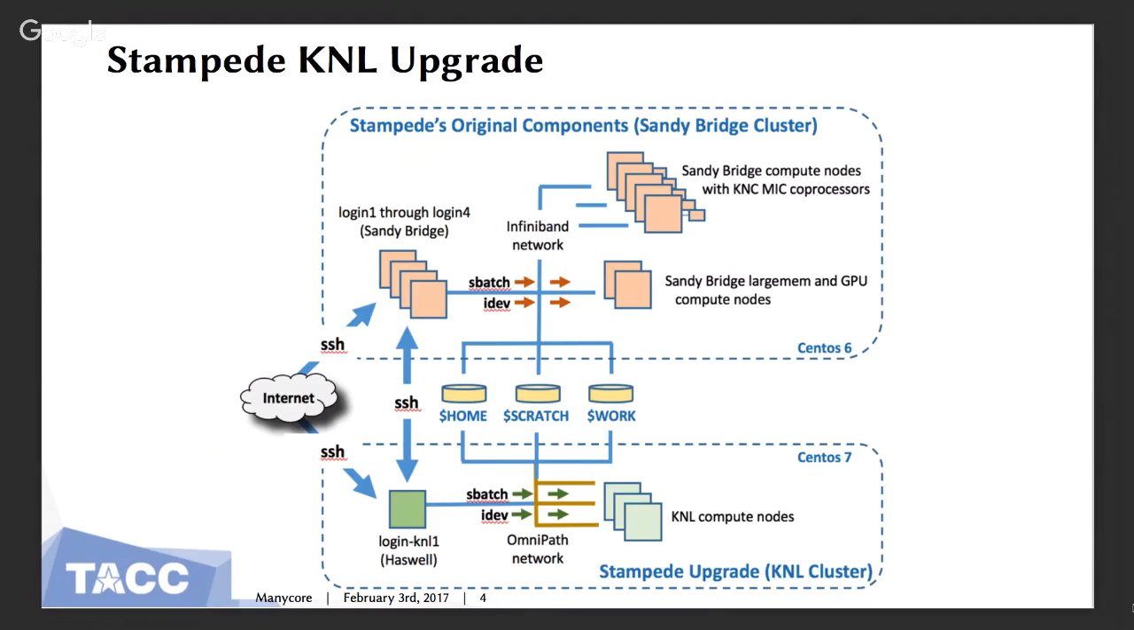Now, if you're logged into either Stampede at the top or the KNL cluster at the bottom, you will still see the same home, scratch, and work file systems. So anytime you jump from one node to the other, or from one cluster to the other, your data is still there, you can still see it.